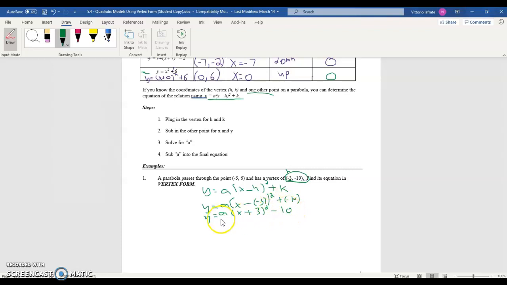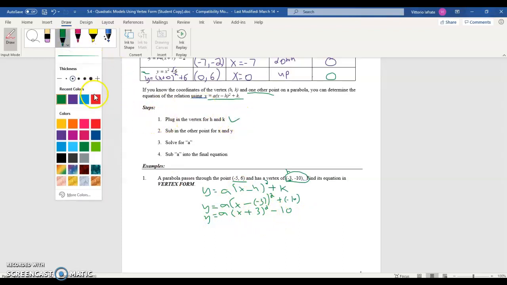So now all we need is our a value. And we can actually find that because we have another point on this parabola. We can sub this point into our preliminary equation here, and then find out what the a value is. So I'm going to do that in a different color. So this is step 1. Now we're doing step 2.